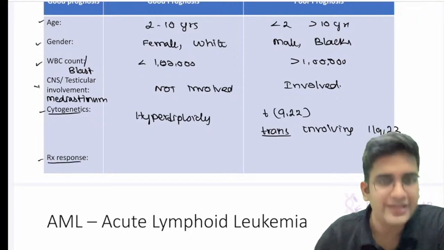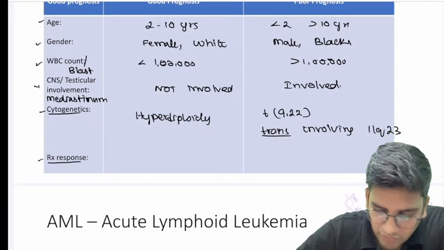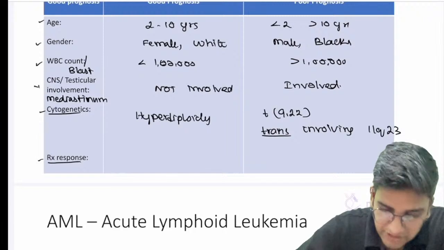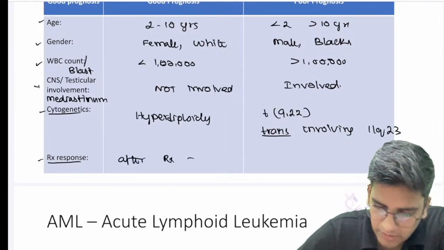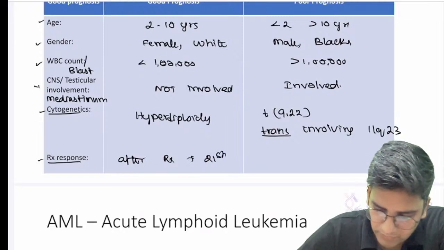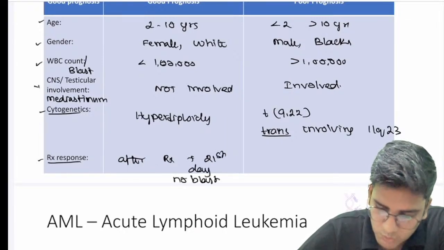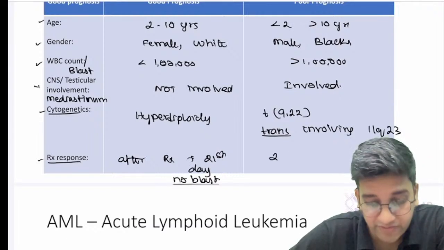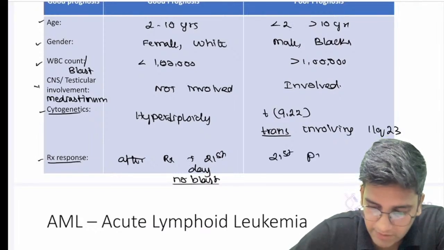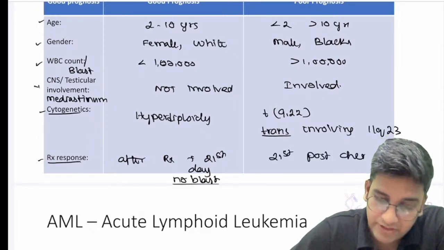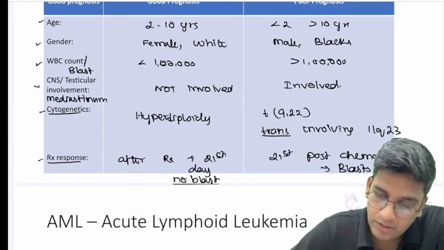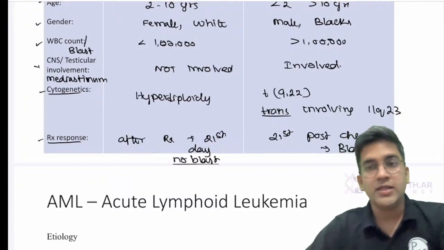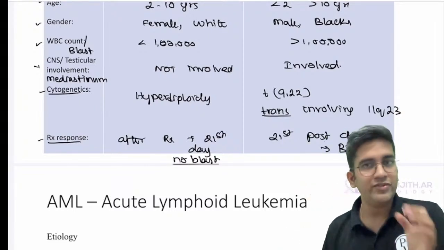Undoubtedly, the final thing is going to be treatment response, right? At the end of 1 week after chemotherapy, on the 21st day, if there are no blasts, that's one of the markers. At the 21st day post chemotherapy, if you still see blasts in the bone marrow, then it's a bad prognostic marker, fine.